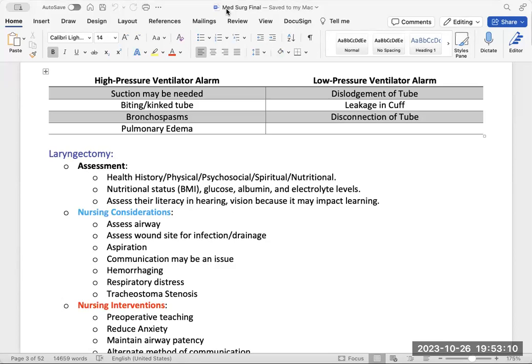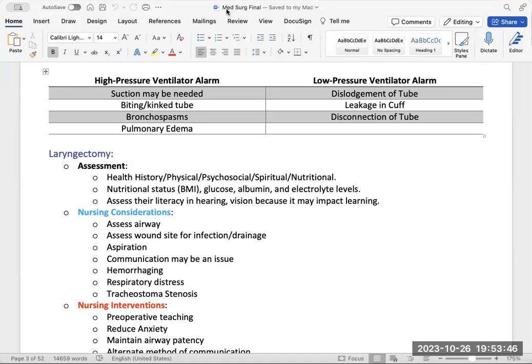Yes. Mm-hmm. So if low pressure means there's something wrong with the machine, there's something wrong with the ventilator, what do we do? What are some things that might mean? And that it's kinked? Kinked is more high pressure. What about dislodgement of the tube? Could that be a low pressure? Yes. Checking if there's any leakage in the cuff section. And disconnect the tube. Mm-hmm.